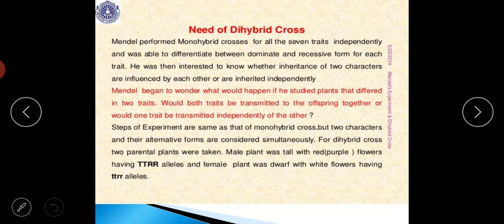Steps of the experiment are the same as that of a monohybrid cross, but two characters and their alternative forms are considered simultaneously. For the dihybrid cross, two parental plants were taken. The male plant was tall with red or purple flowers, having capital T, capital R alleles, and the female plant was dwarf with white flowers, having small t, small r alleles.